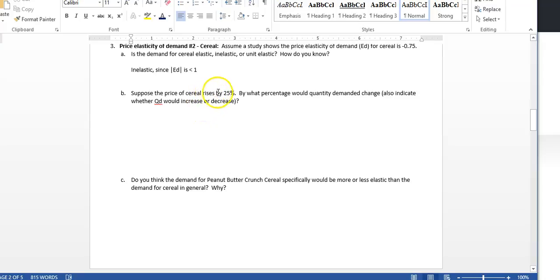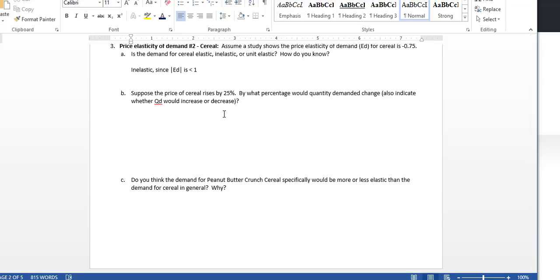Well, first, that part's easy, right? We know the law of demand. If price rises by 25%, what direction is quantity demanded going to go? That's right. Law of demand, inverse relationship. So if price rises, quantity demanded has got to decrease or fall. So by what percent? Now, how do we get this?